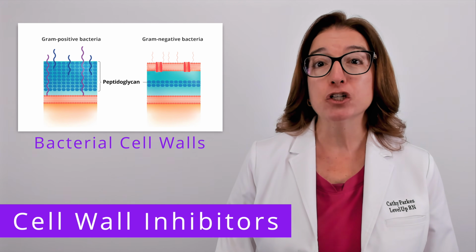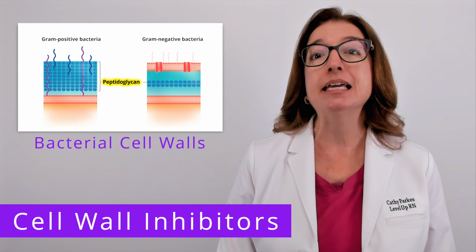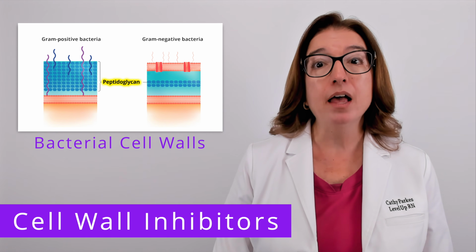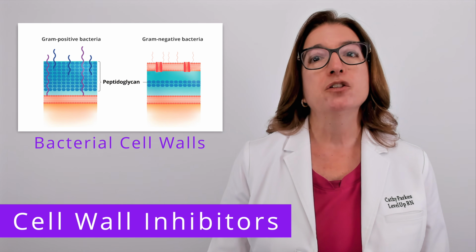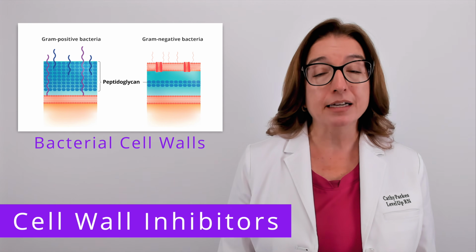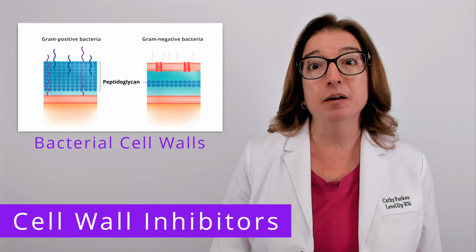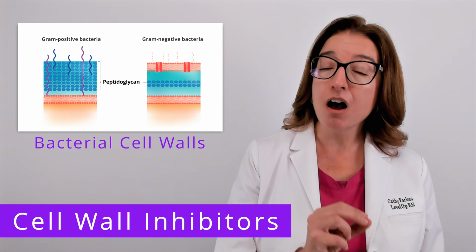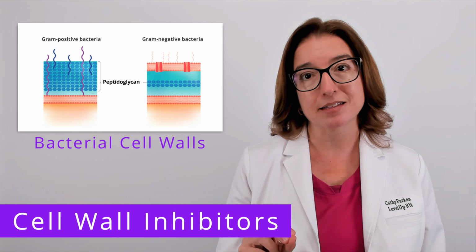Cell wall inhibitors work by inhibiting the synthesis of peptidoglycan in the bacterial cell wall. This weakens the cell wall and eventually causes lysis or rupture of the cell. Human cells do not contain cell walls or peptidoglycan, so this is a good example of selective toxicity. These medications are toxic against bacterial cells but do not harm human cells.